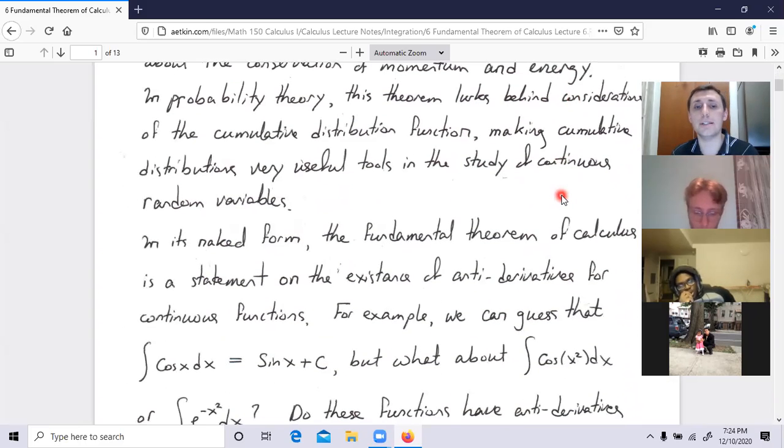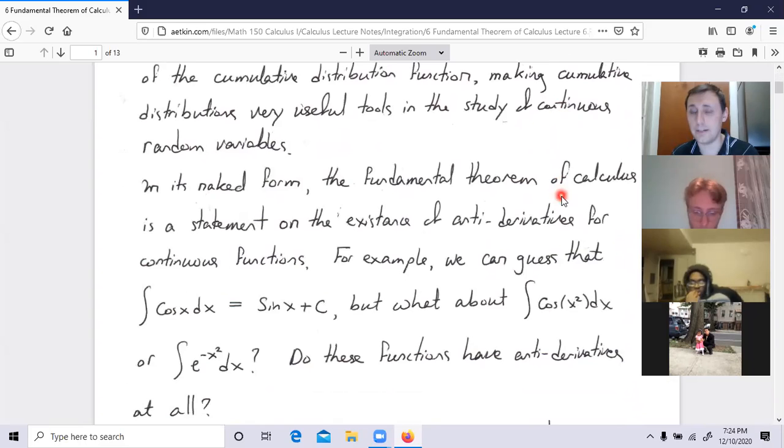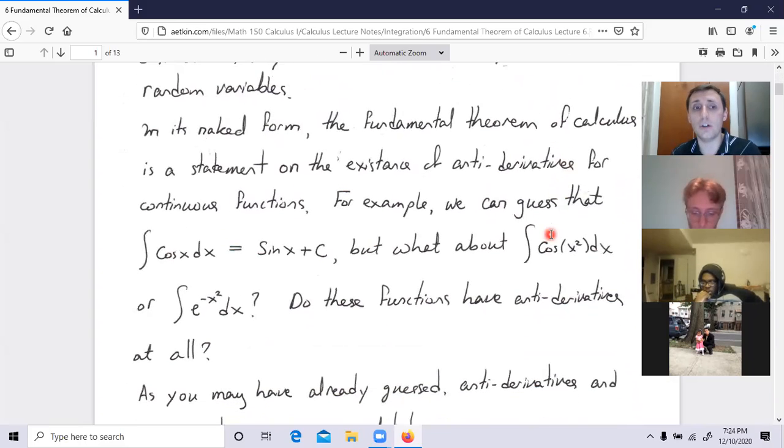So here is what this theorem is roughly saying. Are you ready, guys? So if I want to find antiderivative of cosine, well, I can just guess it. Antiderivative of cosine is sine, or sine plus a constant, yes? But what about the antiderivative of a function like cosine of x squared or of e to the minus x squared?